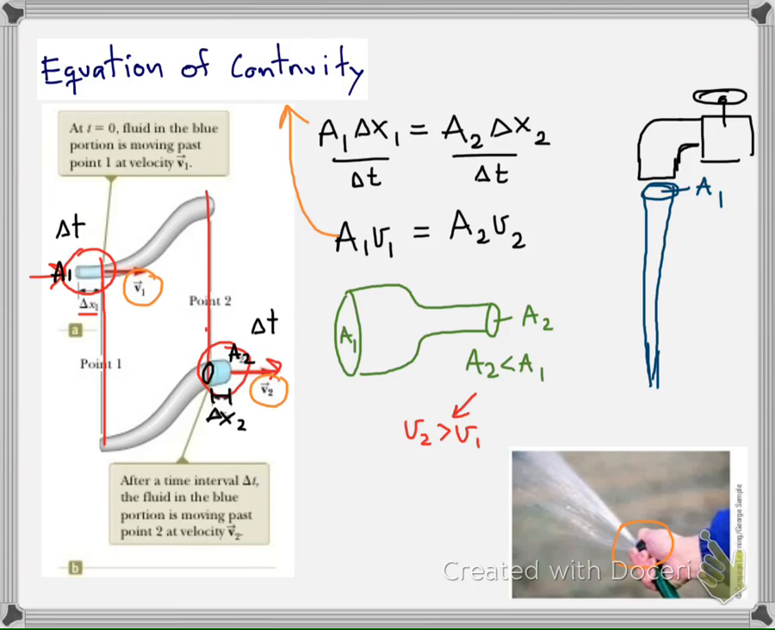This can be easily understood by the continuity equation. Here the cross-sectional area is A1, and the cross-sectional area here is A2, and the velocity of the water here is V1, and the velocity of the water here is V2. In this case, the water moves down under the gravitational force, so it has the acceleration a equal to g. So V2 is larger than V1, and from the continuity equation, A2 is smaller than A1, so that is why we have the flow from the tap like this. This is an example of using the continuity equation.